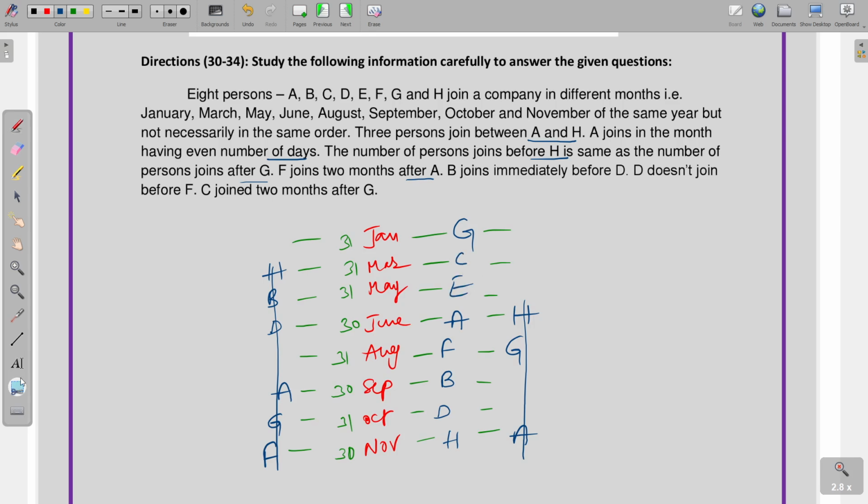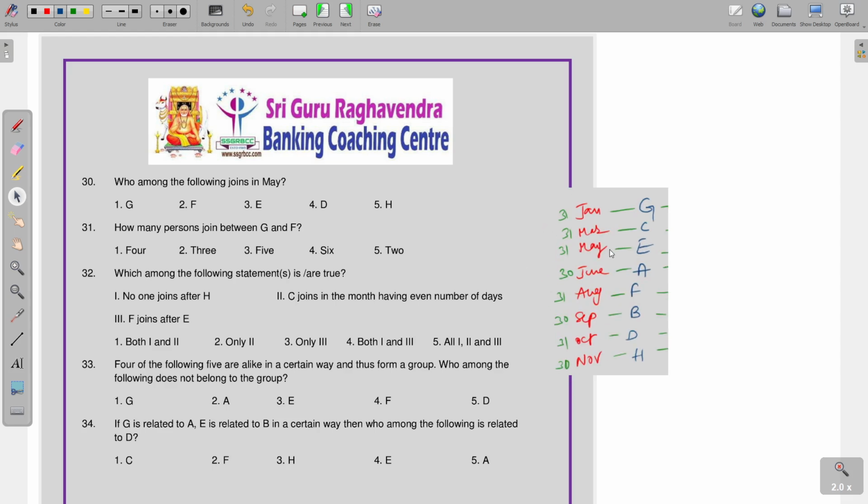It is the final arrangement of the puzzle. See the first question. Who among the following joins in May? So, in May E joins. How many persons join between G and F? Between G and F there are 3 persons.